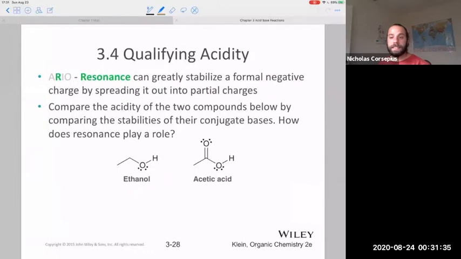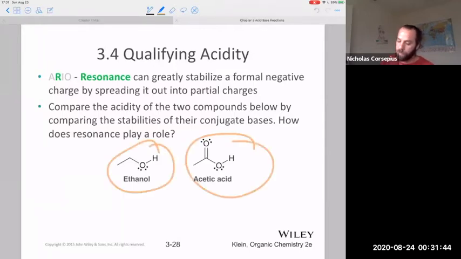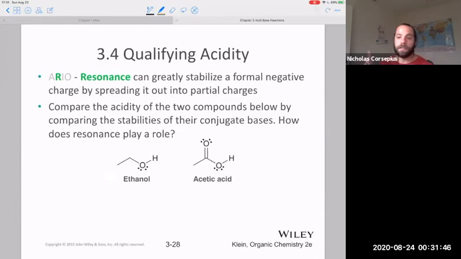All right, number 2 is resonance. So is that charge resonance stabilized? We talked a lot about resonance last lecture. Given these 2 examples here, you should be able to identify the fact that one of these has resonance available to it and the other one doesn't.